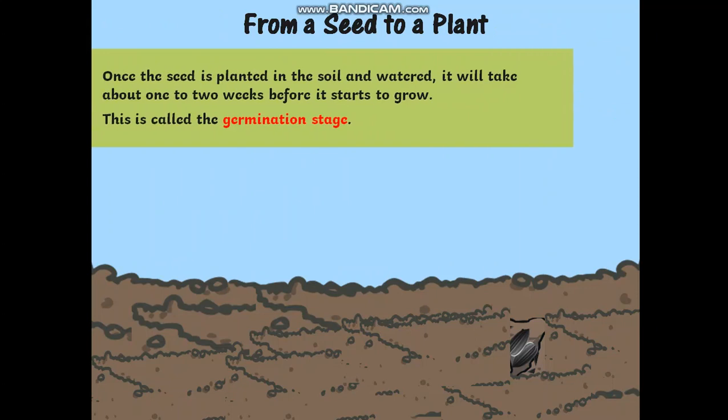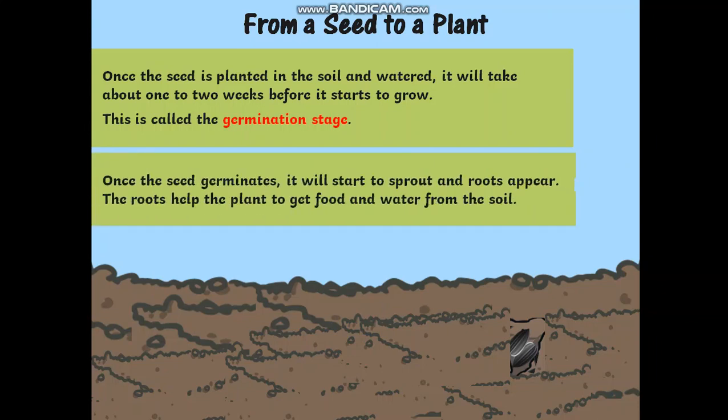Once the seed is planted in the soil and watered, it will take about 1 to 2 weeks before it starts to grow. This is called the germination stage. Once the seed germinates, it will start to sprout and roots appear. The roots help the plants to get food and water from the soil.